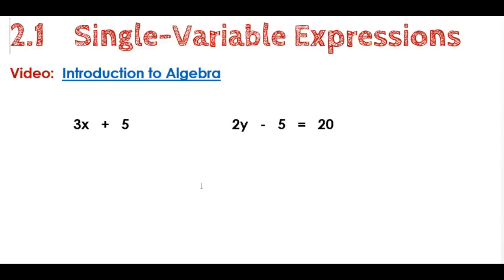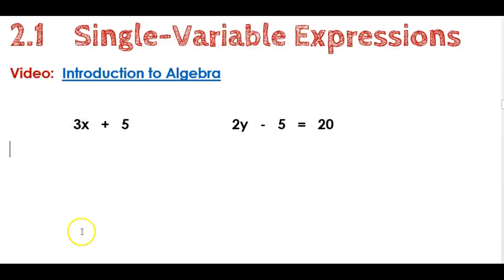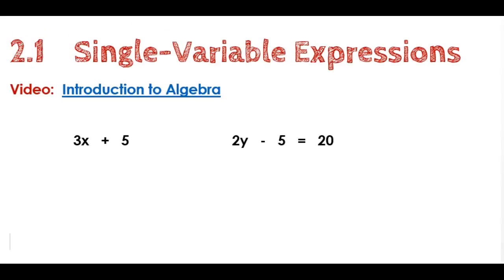Now, when I look at this expression on the left, 3x plus 5, I see that I have this x here, and I may decide that that value for x is 1. And so if I do that, then what this means is that I'm going to substitute a value in for x that is 1 and then work out the expression. Let me demonstrate what I mean.